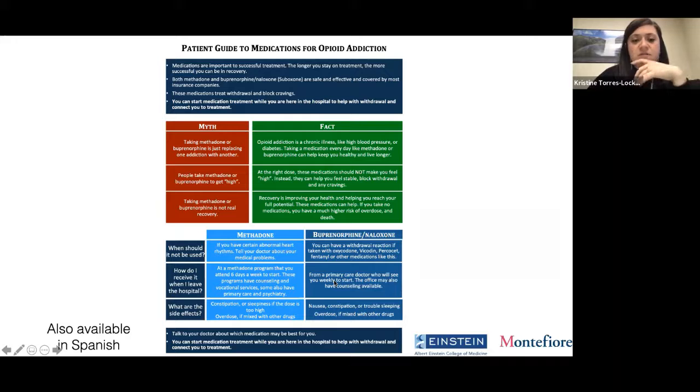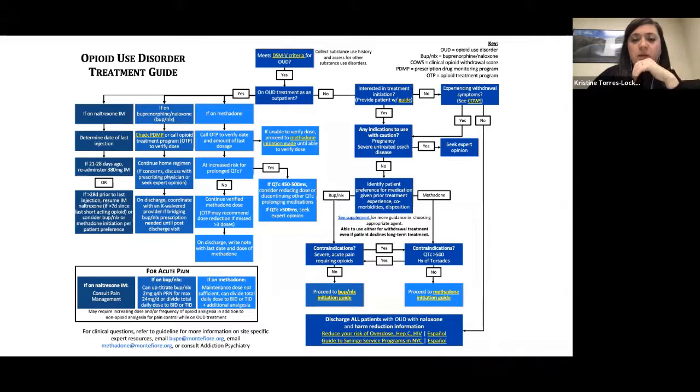So it also comes in Spanish, and you can print that out and give it to your patient just to open up the conversation with them. And so she says, sure, yeah, she's interested. And then it asks, are there any of these conditions that you really have to consult an expert about? So pregnancy or really severe untreated psych disease.